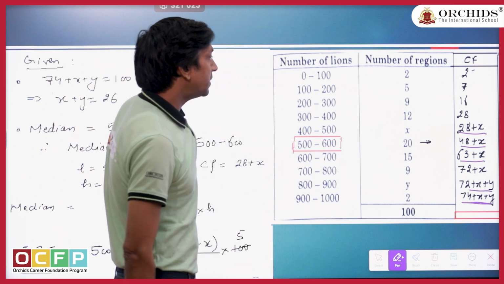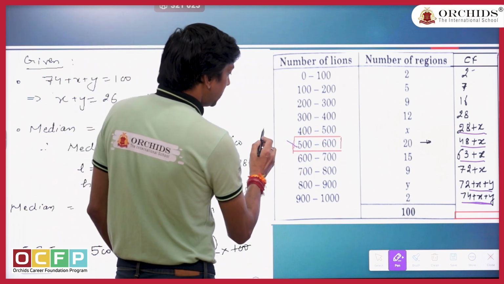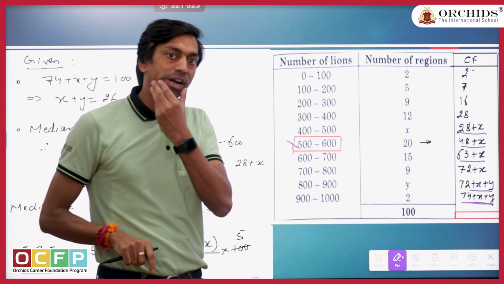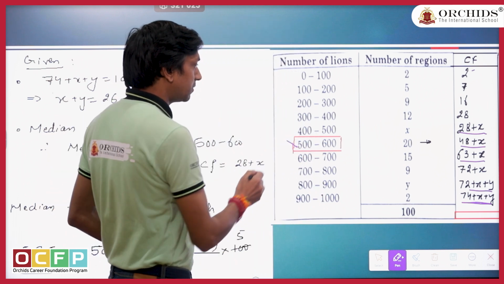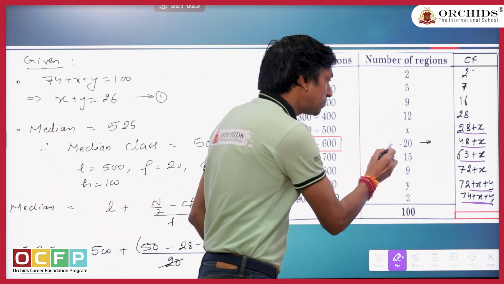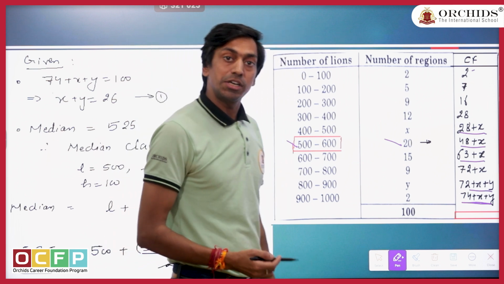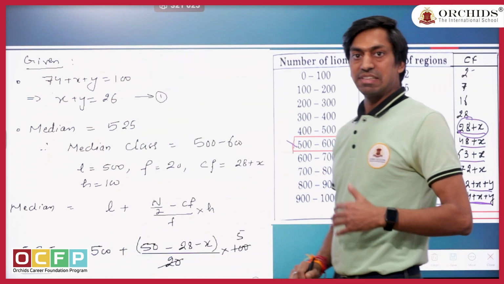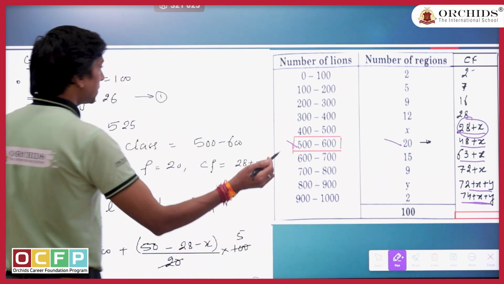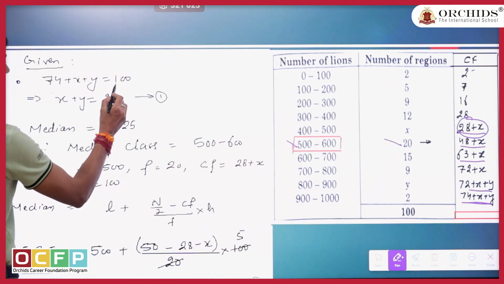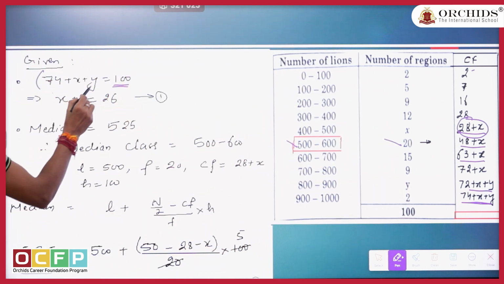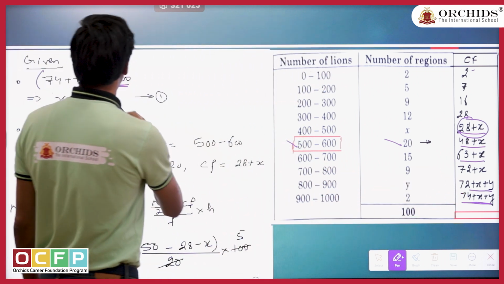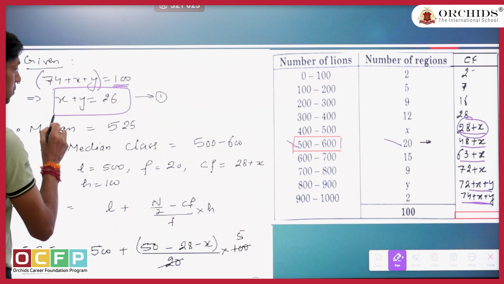Now, the median of the data is given as 525. So we get the median class, because the median value will lie between the lower and upper limit of the median class. Median class is 500 to 600. Frequency of the median class is 20, and the cumulative frequency we need in the formula is the cumulative frequency of the class preceding the median class. As per the given statement, we have 100 observations, so the last value of cumulative frequency should be equal to 100. So 74 plus x plus y equals 100. We get one equation: x plus y equals 26.